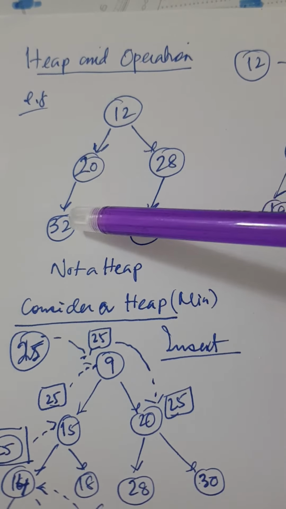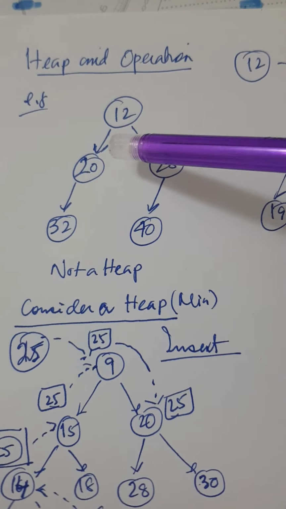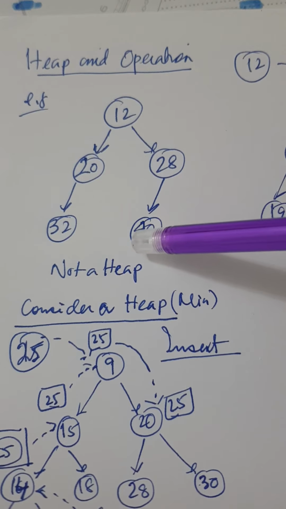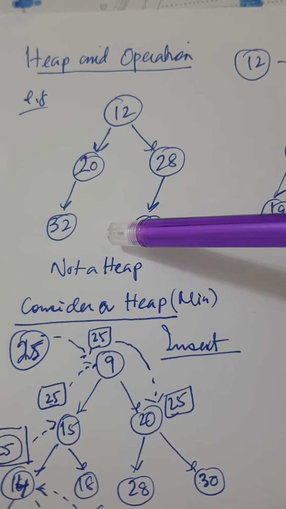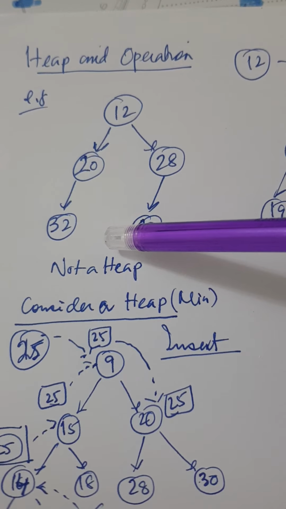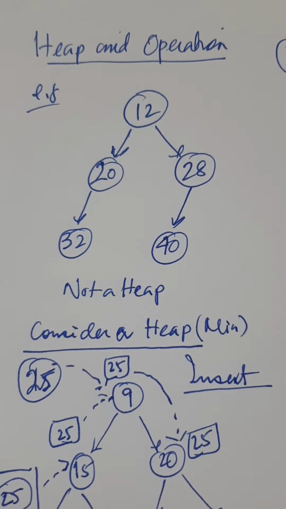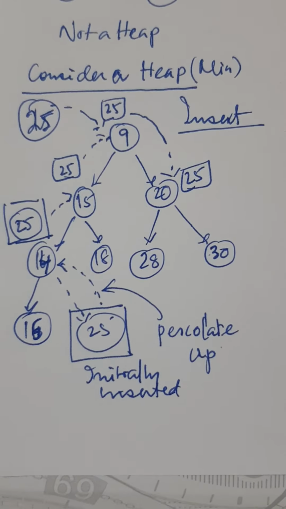It's like half a binary tree, but it's not a complete one. Why? Because the left should be filled. This 40 should be here. Then it is a complete binary tree, and you could call it a min heap. All right, so take a look at these example operations.